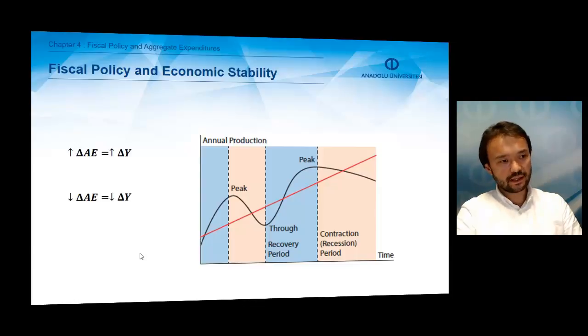So lastly, again, an increase in aggregate expenditures means an increase in production and income level. A decrease in aggregate expenditures means a decrease in production and income level. The first one is implemented for the recession period. The second one is implemented for the recovery periods.